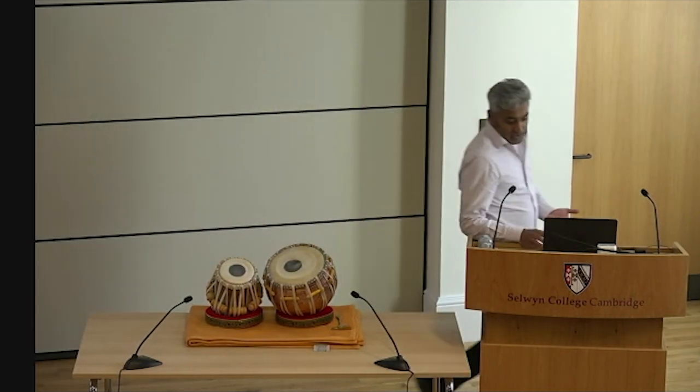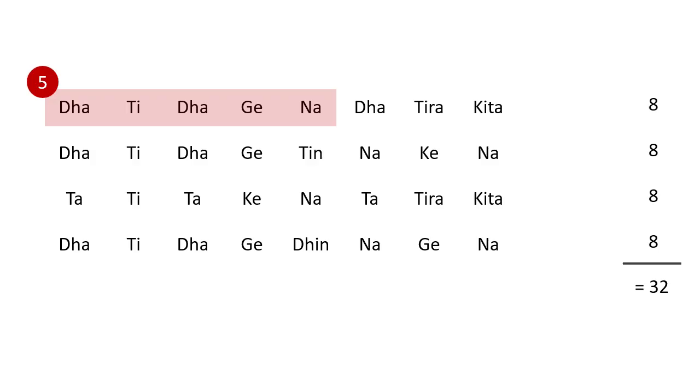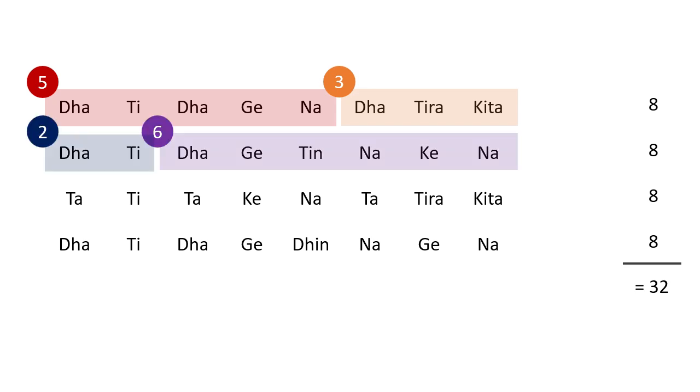Okay, so now you can identify phrases. This is a 5-beat phrase, dhati dhagena. We've got a 3-beat phrase, dhatarikata. We've got a 2-beat phrase, dhati. A 6-beat phrase, dhaga tinna kena.